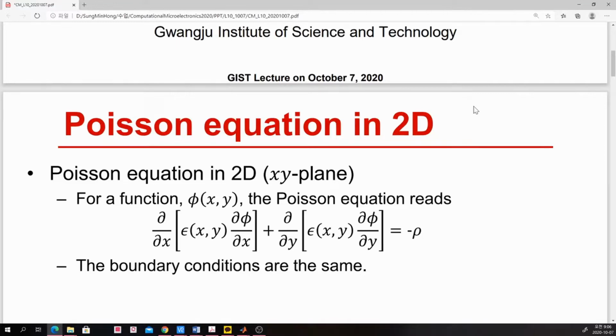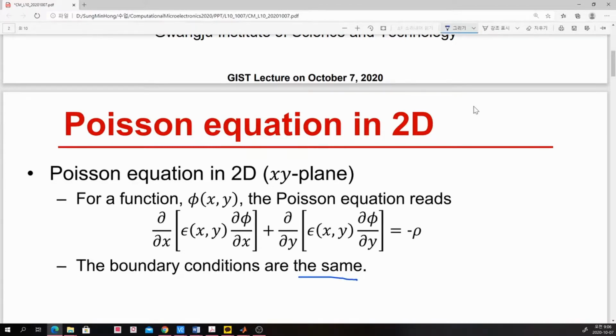Fortunately, in the case of boundary conditions, we have no difference from the Laplace equation. It is the same, so you don't have to worry about that.